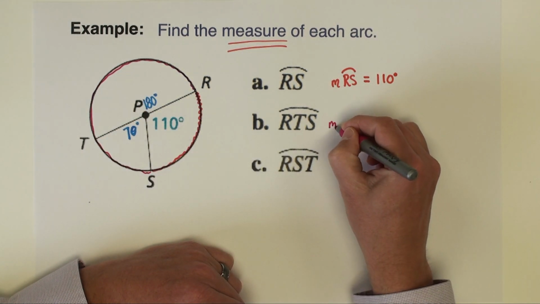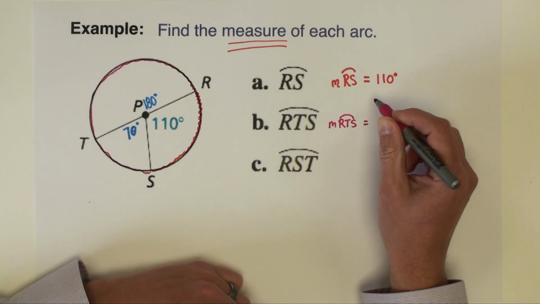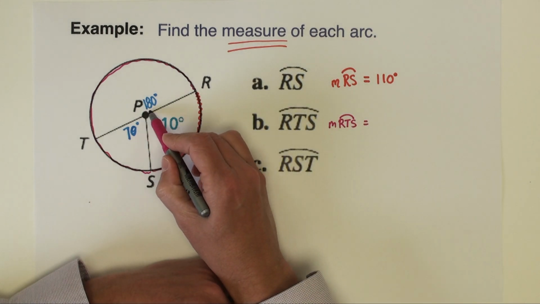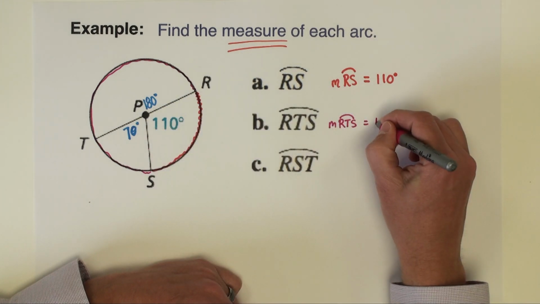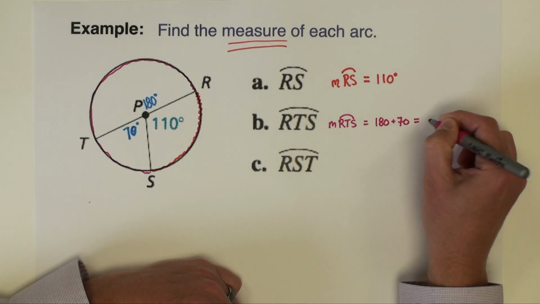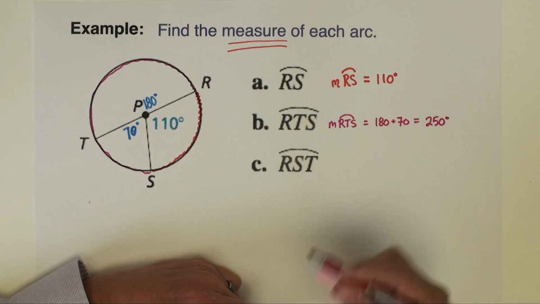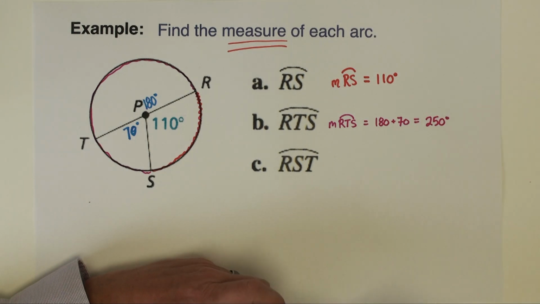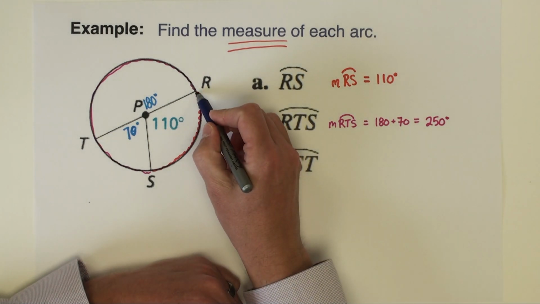So the measure of RTS is going to be the combination of this central angle 180 and this central angle 70. So I'm going to add 180 plus 70 and get 250 degrees.